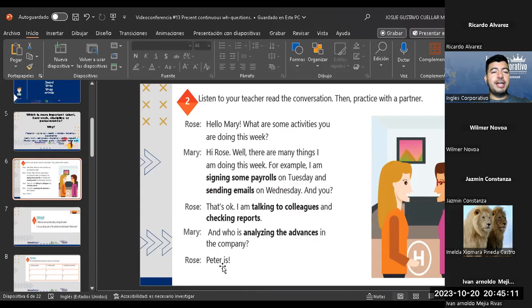Le dice, hola Mary, ¿cuáles son algunas actividades que vas a hacer esta semana? Estamos utilizando el present continuous como futuro acá. Hola, Rose. Bueno, hay muchas cosas que voy a hacer esta semana. Por ejemplo, voy a firmar algunas planillas. Payrolls son planillas de pago. El martes. Y voy a enviar correos el miércoles. ¿Y tú? Ah, eso está bien. Voy a hablar con los compañeros y a revisar los reportes. ¿Y quién va a analizar los avances en la compañía? Peter. Peter es el que va a avanzar.